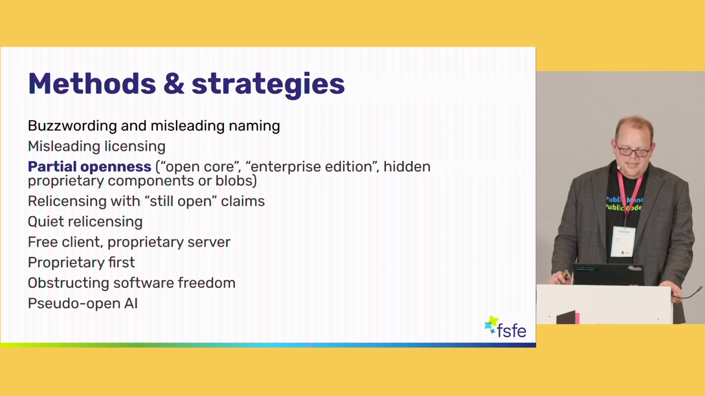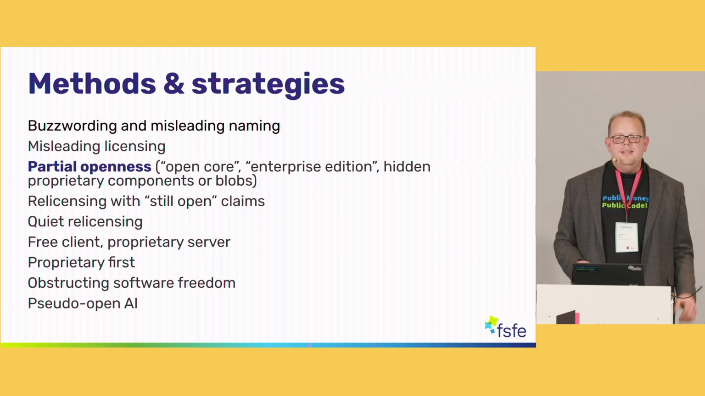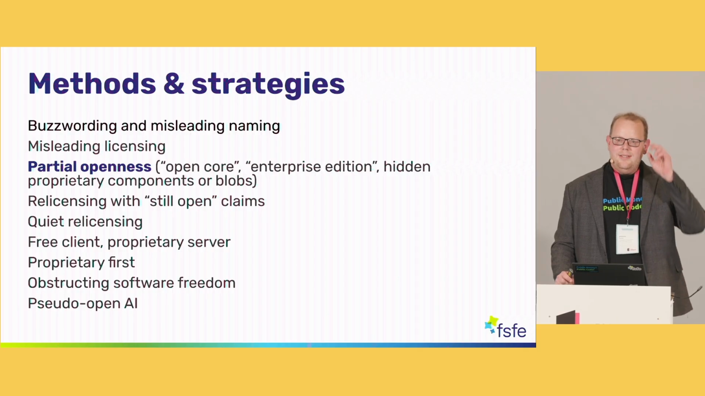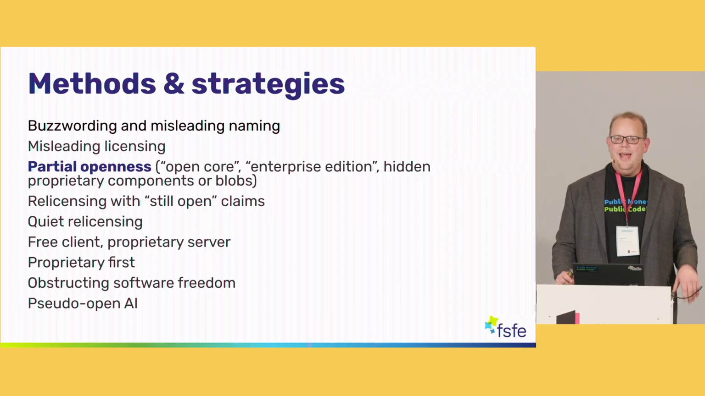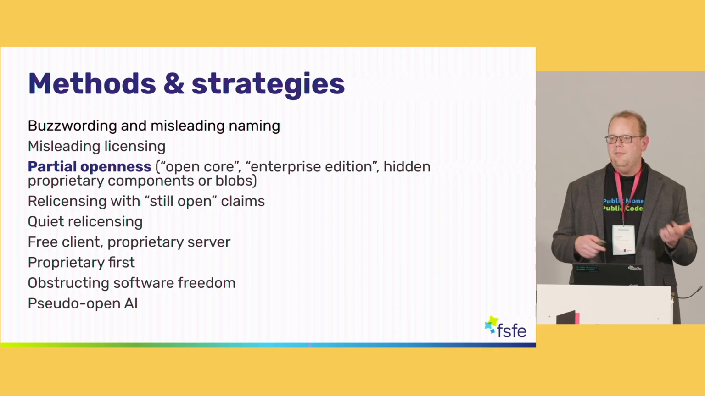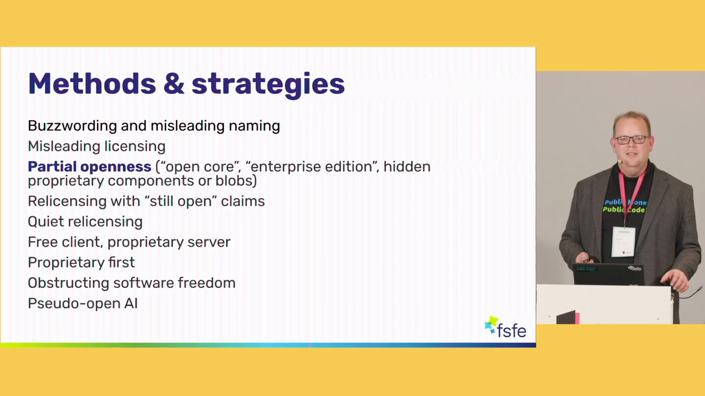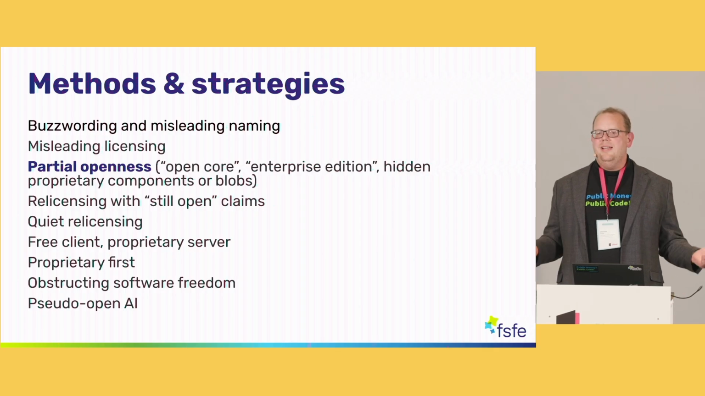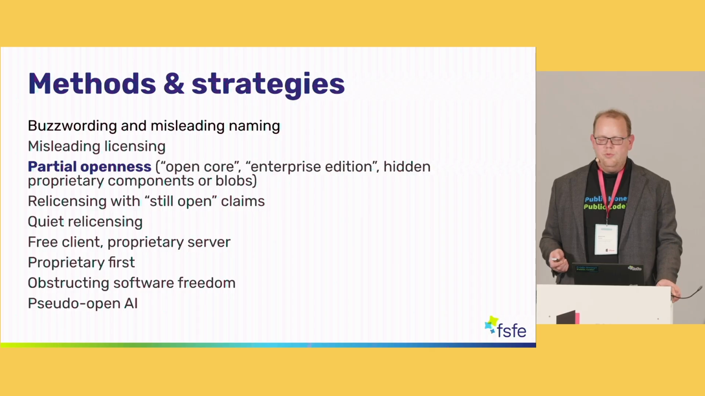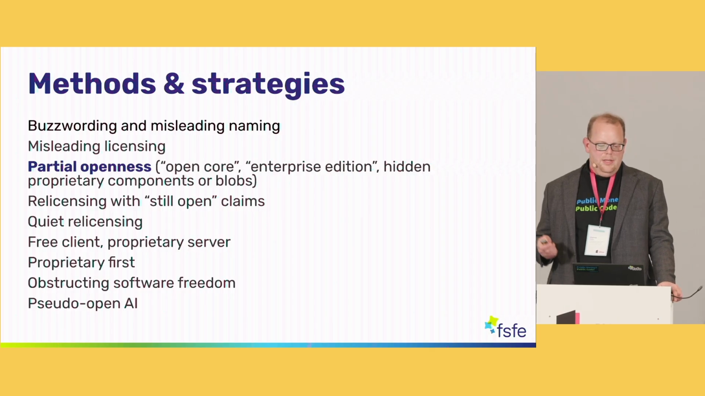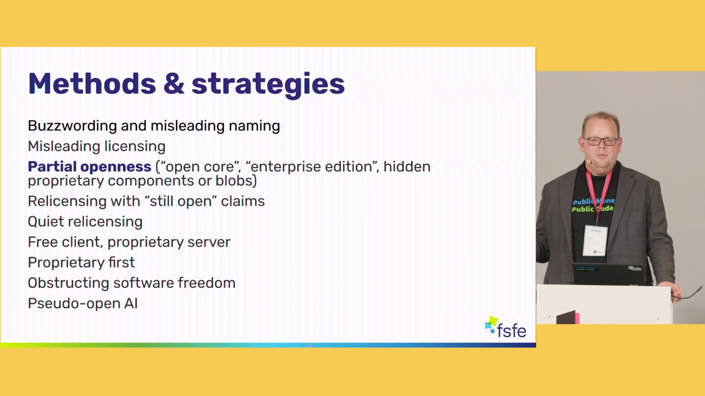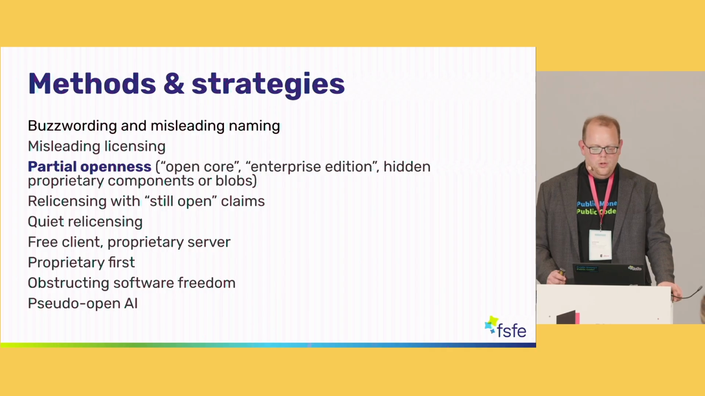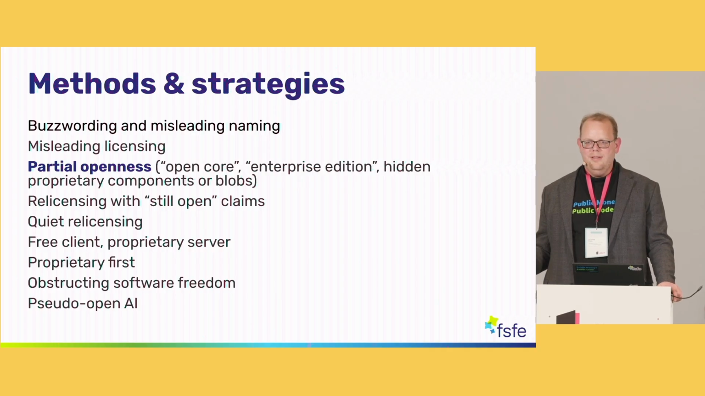The second one is misleading licensing. Companies just choose a free software license, change some sentences or add a word to the license title, change some of the content without really telling anyone, and sell it, saying it's free software, it's open source. What I have here is partial openness, probably known to many of you under the term open core, while claiming the whole thing to be open.